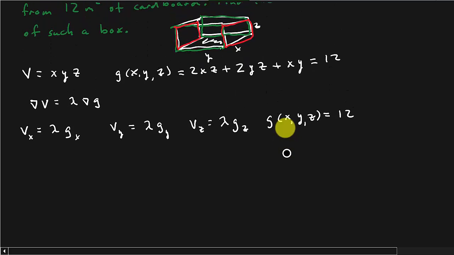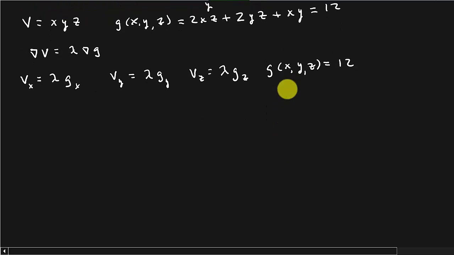So let's go ahead and take these partials. Let's do this one. The partial of V with respect to x is going to be yz equals lambda times, and now we do the partial of g with respect to x. So that's going to be what? 2z plus y.